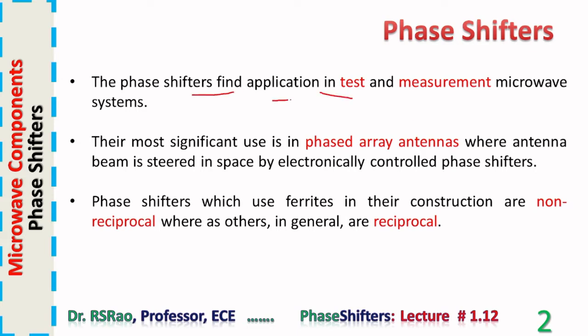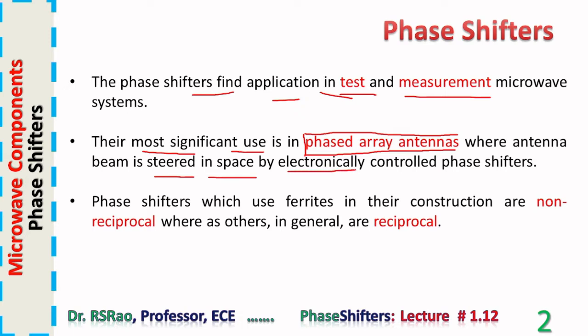Phase shifters find application in test and measurement microwave systems. The concern here is about phase shifters that are used at microwave frequencies in microwave systems. Their most significant use is in phased array antennas. Phased array antennas are critical parts of certain types of radar systems. Phased array antennas are used to steer the antenna beam in space electronically.